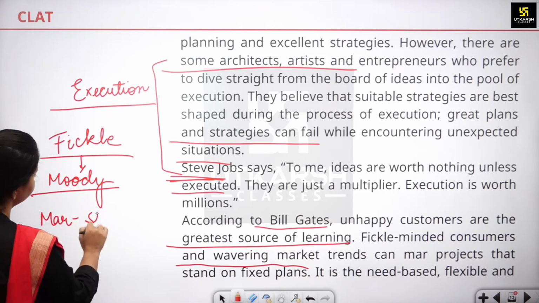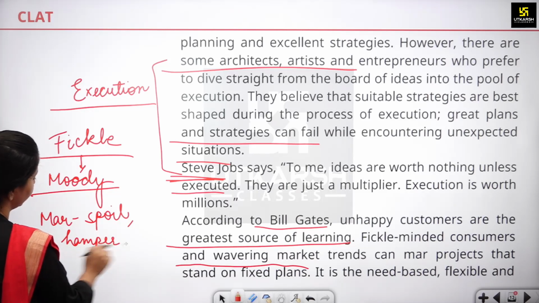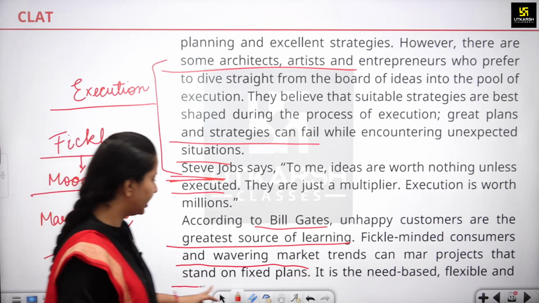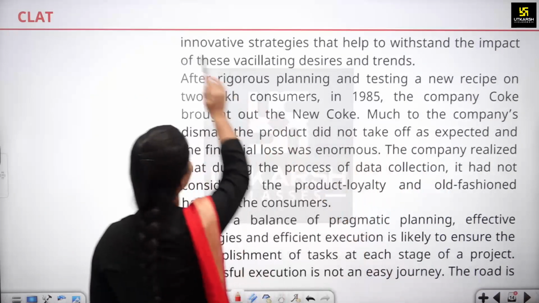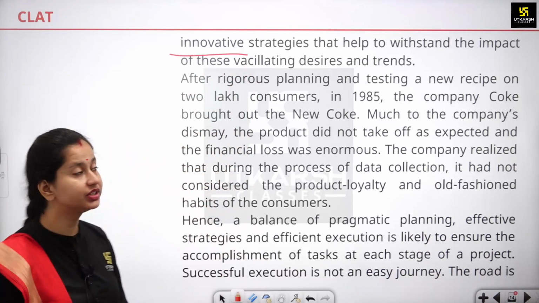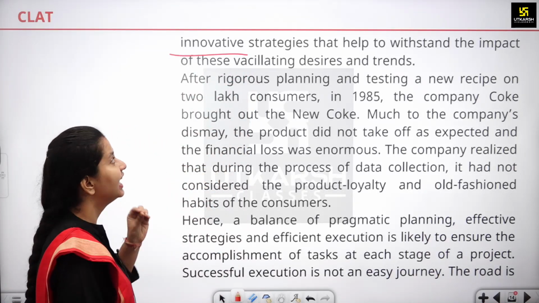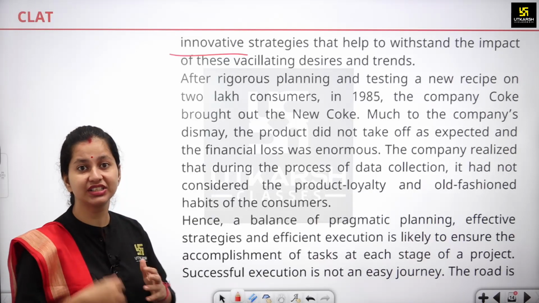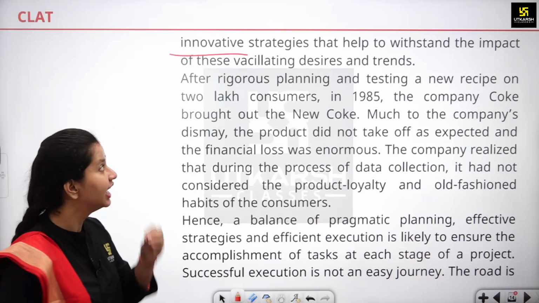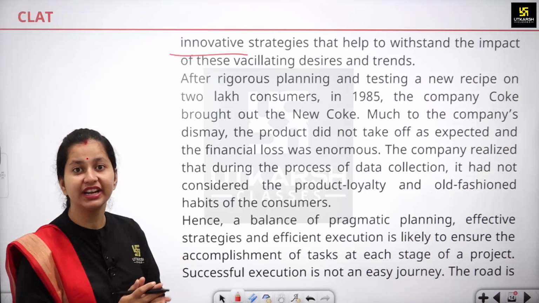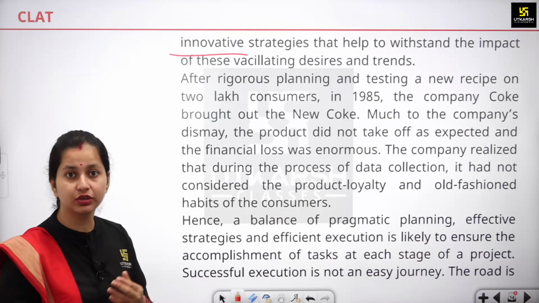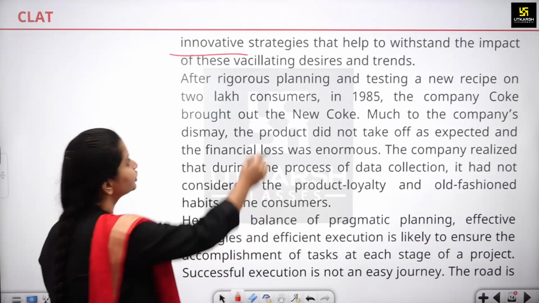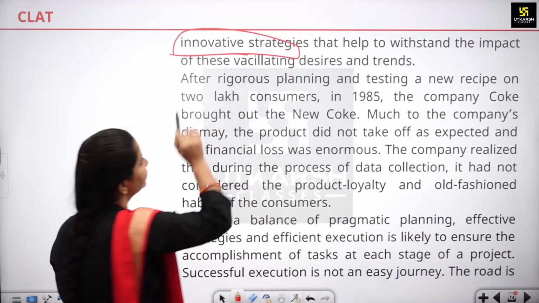Can mar projects. Mar means spoil, hamper. It's called as mar projects that stand on fixed plans. It is a need-based, flexible and innovative strategies that help to withstand the impact of these vacillating desires. These vacillating means these continuously flickering desires and trends. So basically Bill Gates says that sometimes strategies also fail, sometimes planning also fail, execution also fail. Only innovative strategies help us to withstand these vacillating desires.